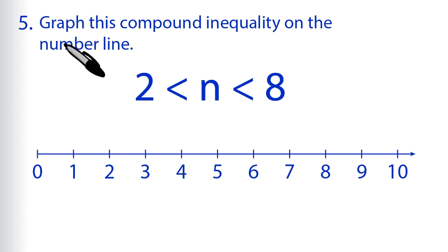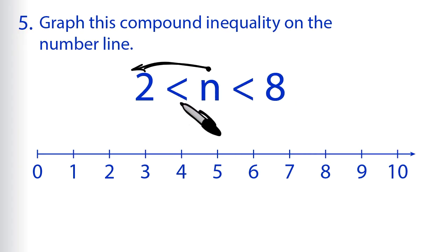For problem 5, we're told to graph this compound inequality on the number line. And we have this here, which it seems like you should read it, 2 is less than n, which is less than 8. But it's a little easier to read if you say n is greater than 2 and less than 8. Even though this is technically the less than sign, since we're reading it right here in the middle and reading it towards the left, the open end comes first in the direction we're reading from. So we say n is greater than 2 and n is less than 8.